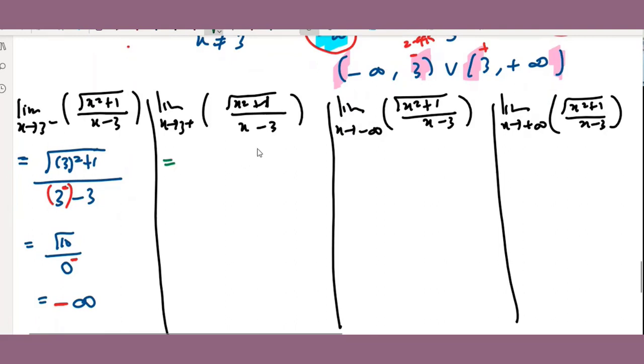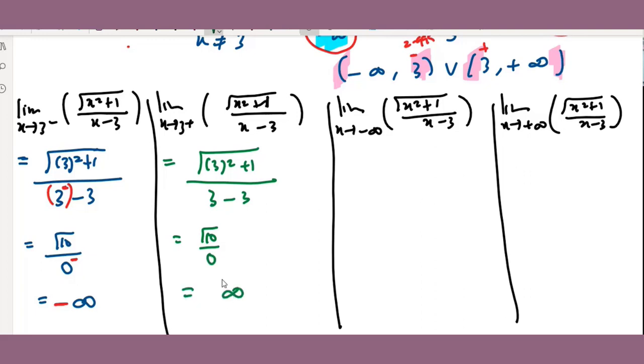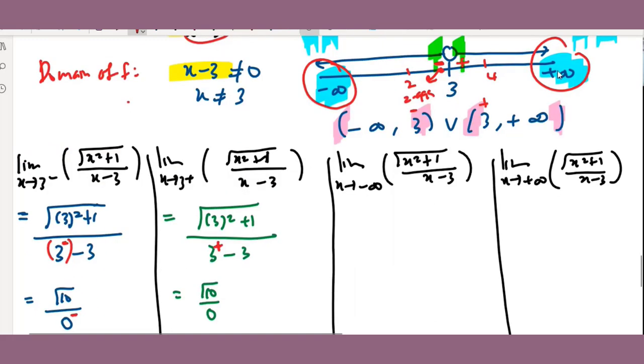Substitute directly. 3 squared plus 1 over 3 minus 3. You get 10 over 0, which is infinity. And check, check. Oh, this is 3 from the right. So there is a problem, and 3 from the right we check on the number line.